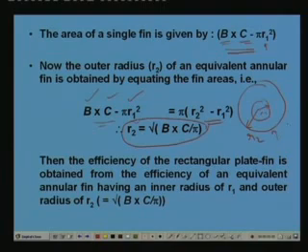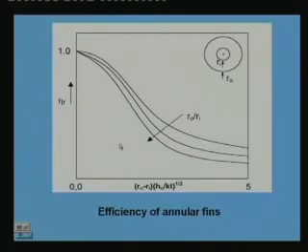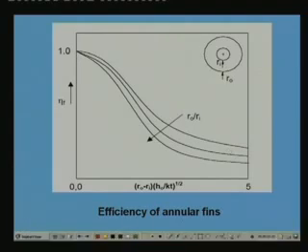Then the efficiency of the rectangular fin is obtained from the efficiency of an equivalent annular fin having an inner radius of R1 and outer radius of R2, which is equal to square root of B into C by pi. So this is the procedure generally followed, and this picture here shows the fin efficiency of an annular fin. Here we have on the y axis the efficiency, on the x axis we have this parameter (R0 minus Ri) into (h0 divided by kt) to the power of 1 by 2. This is plotted for different R0 by Ri ratios, and this is obtained analytically.